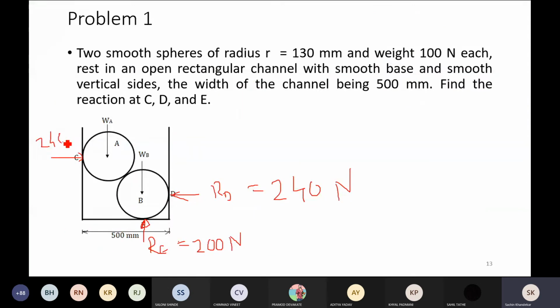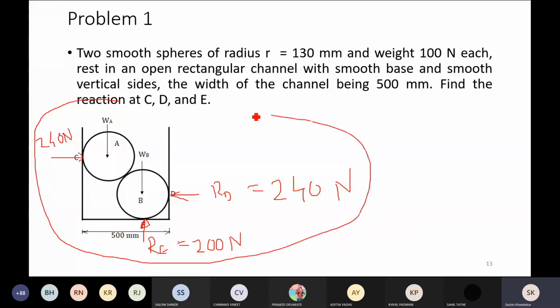Now, as far as the whole system is concerned, we know that the entire system is in equilibrium, and hence any individual body must also be in equilibrium. So by applying the conditions of equilibrium to the individual bodies, body A first and then body B, we have found the reactions RC, RD and RE.